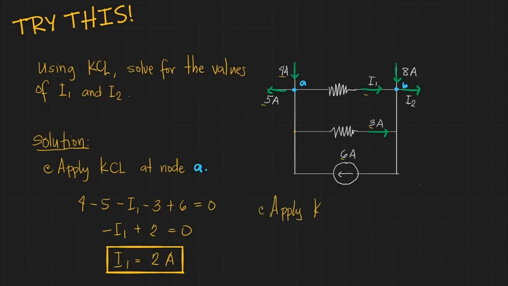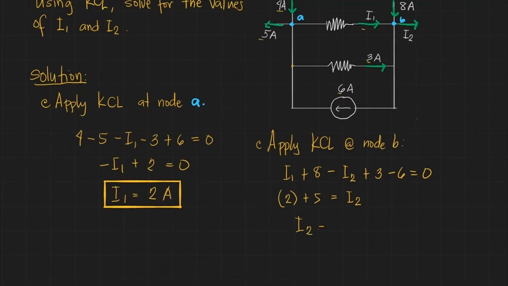Similarly, we can apply KCL at node B. And then, I1, ma-observe natin na papasok na siya this time. 8 amperes papasok siya. I2 is leaving. And 3 amperes is entering. So, positive siya. And then the 6 amperes is leaving the node. So, minus. Equate to 0. Substitute the value of I1. And then, just simplify the whole equation. Then, I2 is equal to 7 amps.